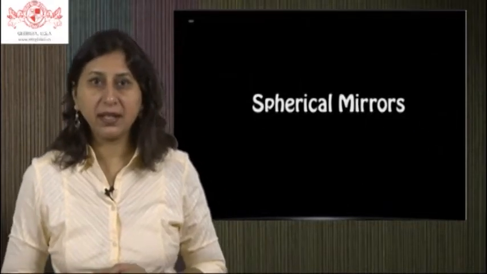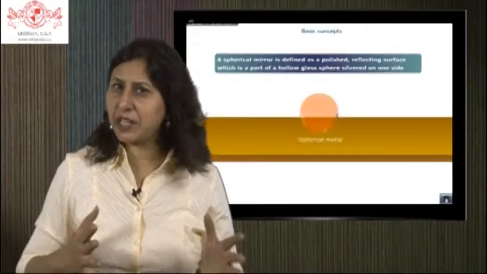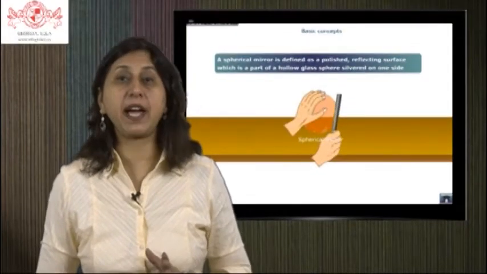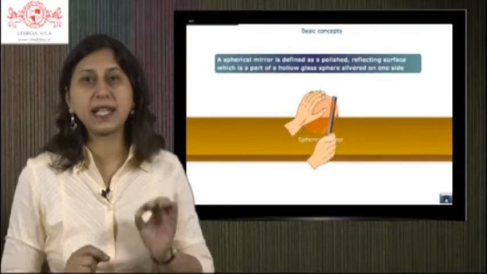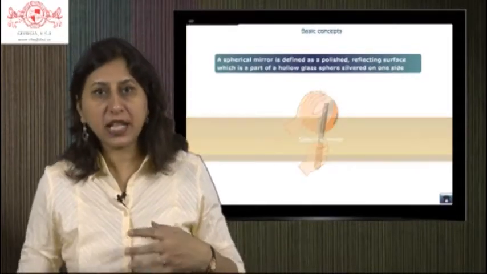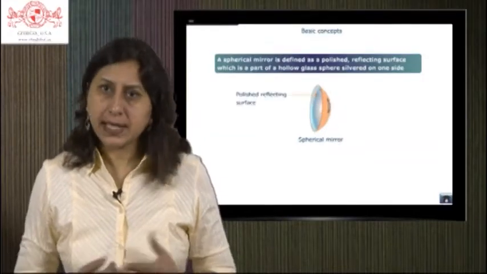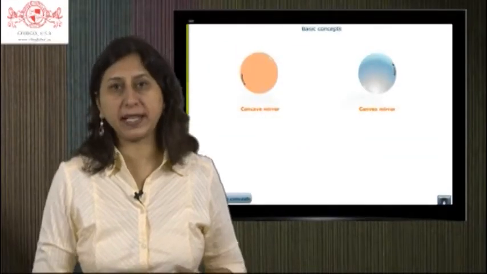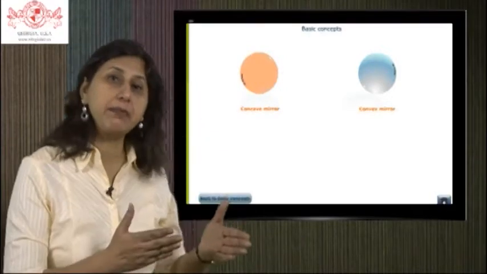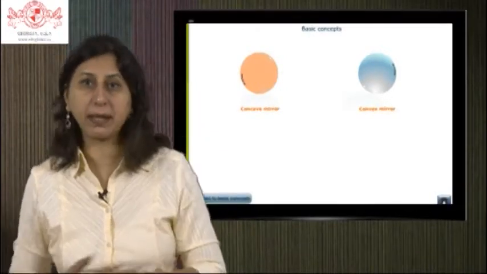Spherical mirrors. Let us now see how light behaves with spherical mirrors. A spherical mirror is defined as a polished reflecting surface which is a part of a hollow glass sphere silvered on one side. Depending upon the nature of the reflecting surface, the spherical mirror is classified as concave mirror and convex mirror.